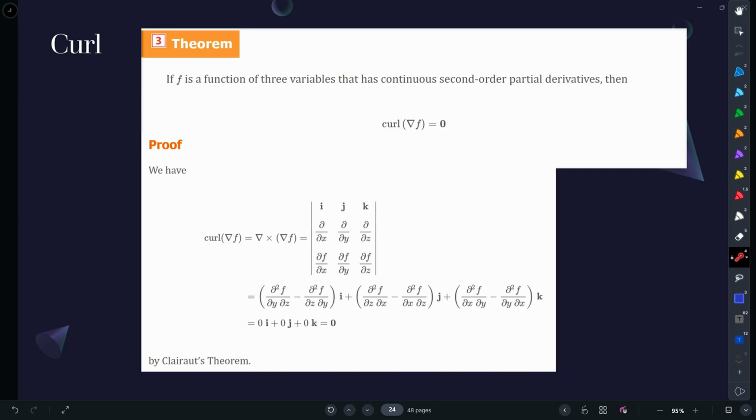But by Clairaut's theorem, all those mixed derivatives are equal. If I do with respect to x, then with respect to y, or if I do with respect to y, then with respect to x, I get the same thing. So this is 0, and that is 0. So I get 0. So it turns out then that if I have a function of three variables that has continuous second order partial derivatives, then the curl of a gradient is 0.